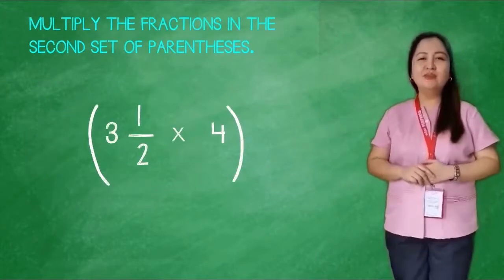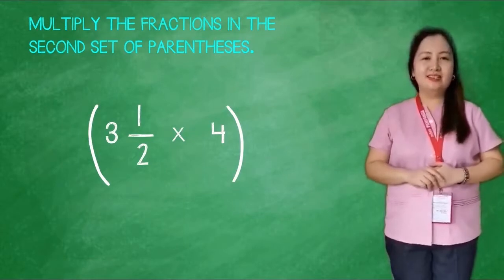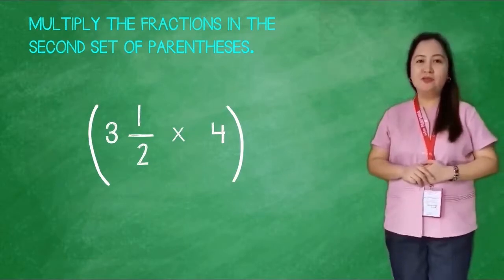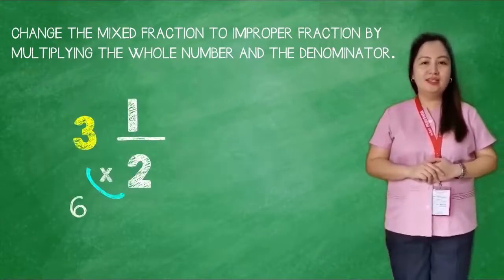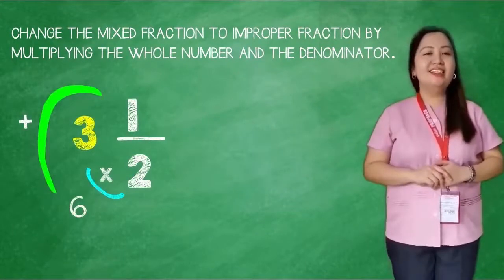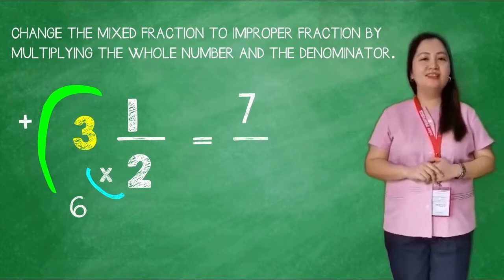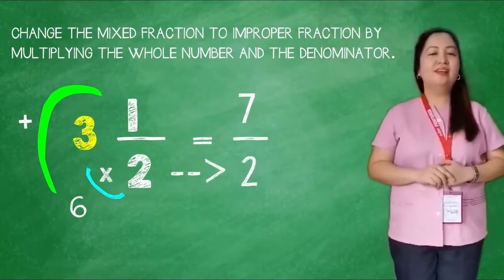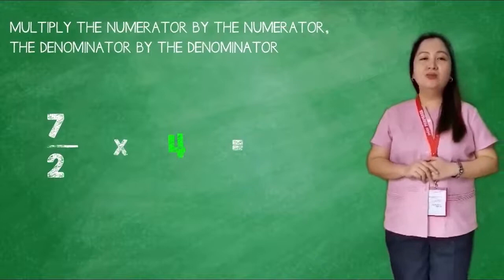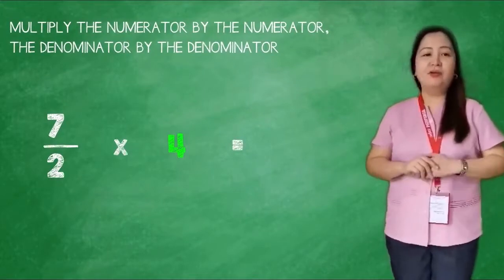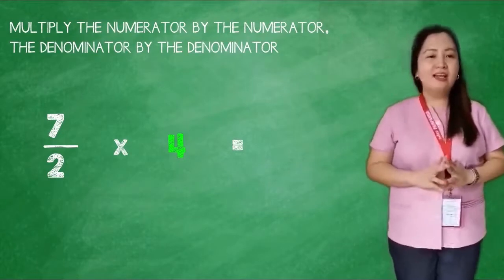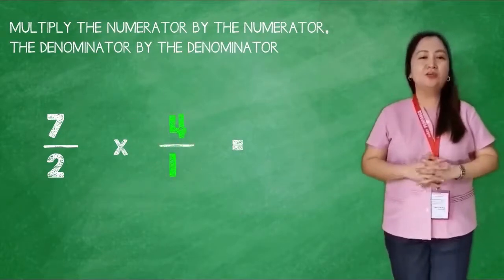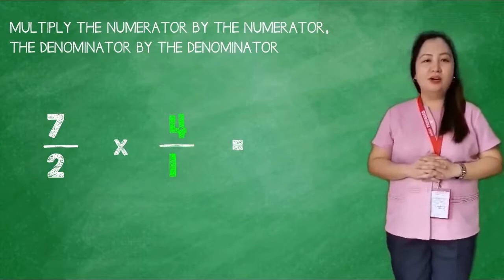Next, let us multiply the second set of parentheses. 3 and 1/2 times 4. Change it to an improper fraction. 3 times 2 is 6. 6 plus 1 is 7. The new fraction is 7 over 2. Next, we can multiply now 7 over 2 by 4. 4 is a whole number. We can make it a fraction by putting 1 as the denominator of 4. So 7 over 2 times 4 over 1.